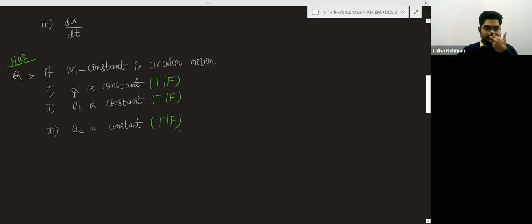Here alpha is the angular acceleration, a suffix t is the tangential acceleration, and this is centripetal acceleration. Tangential acceleration is due to change in speed in a circular motion, and centripetal acceleration is due to change in the direction of the velocity. Okay, so now we will discuss centripetal force.